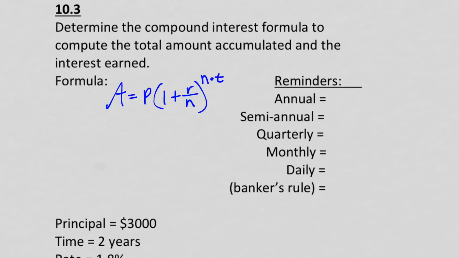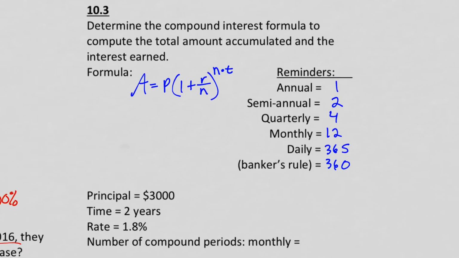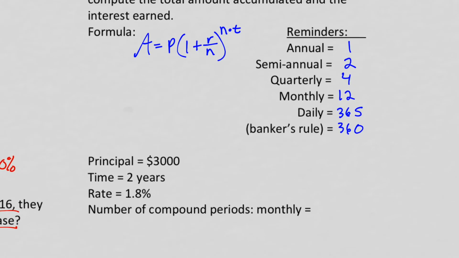Okay, so just a few reminders that annual means 1, semi-annual means 2, quarterly means 4, monthly means 12, daily means 365, unless you use the banker's rule, and that's going to be 360. Okay, so you may get any one of those scenarios.